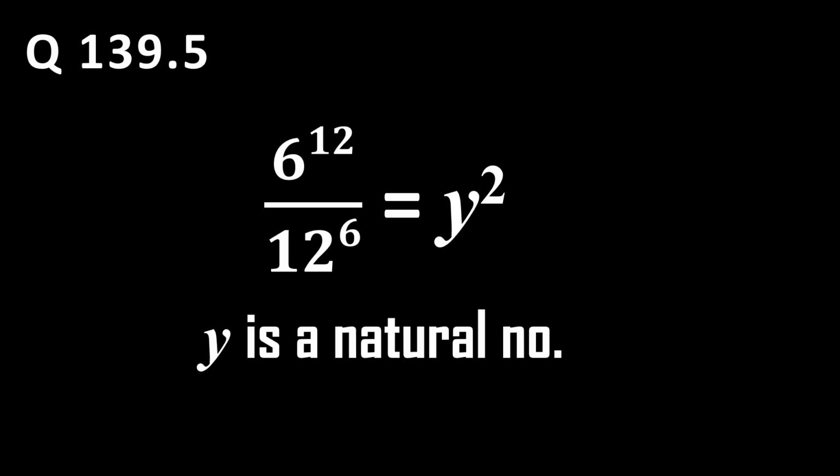This is the last question. Question number 139.5. Here is an equation in y. Left side is 6 power 12 divided by 12 power 6. Right side is y square. So, 6 power 12 divided by 12 power 6 is equal to y square. What is y?